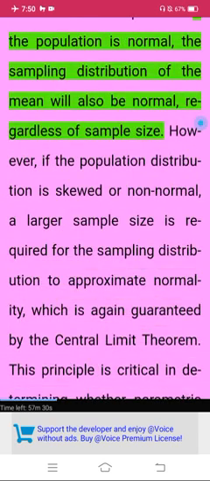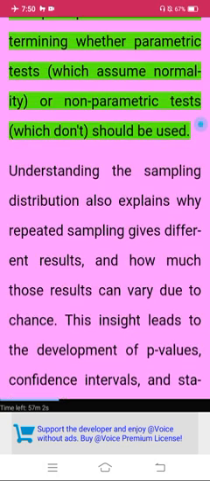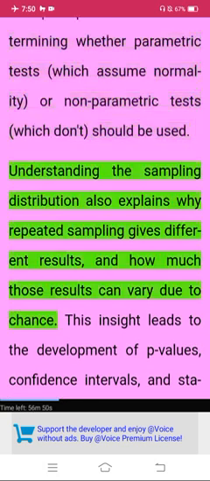If the population is normal, the sampling distribution of the mean will also be normal, regardless of sample size. However, if the population distribution is skewed or non-normal, a larger sample size is required for the sampling distribution to approximate normality, which is again guaranteed by the central limit theorem. This principle is critical in determining whether parametric tests, which assume normality, or non-parametric tests, which don't, should be used.